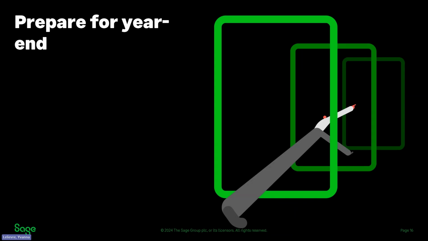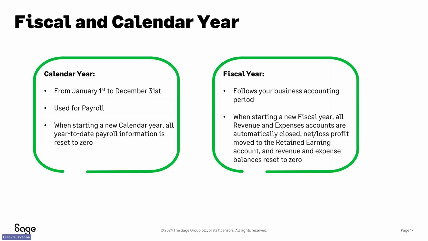So now I'm going to switch to the next part of the presentation, which is to prepare for the year end. So what is a year in Sage 50? There are actually two types of years, the fiscal year and the calendar year. Let's start with the calendar year. The calendar year is, as its name indicates, a year that goes from January 1st to December 31st.